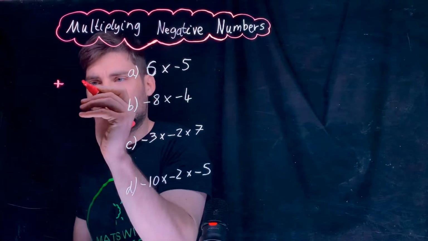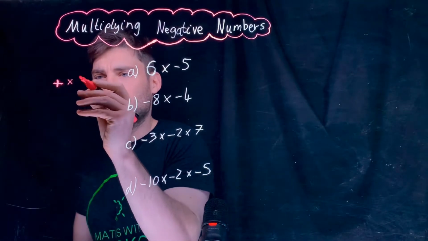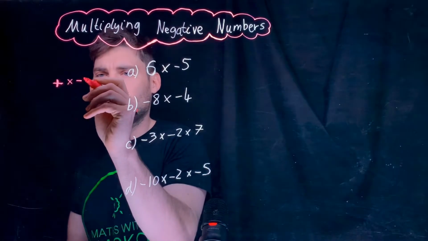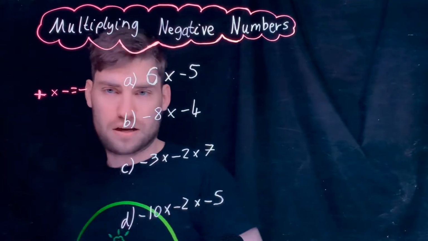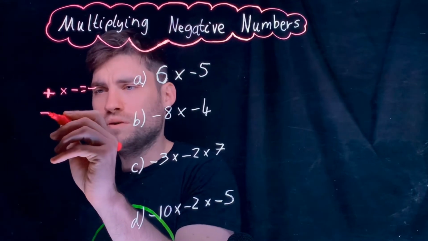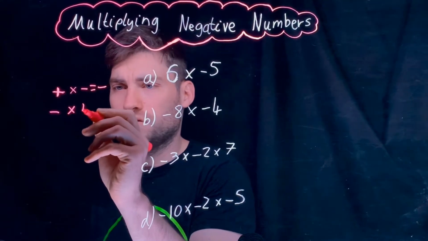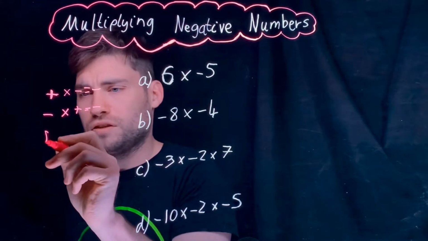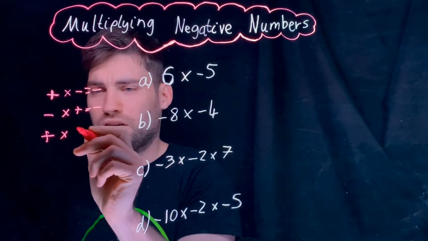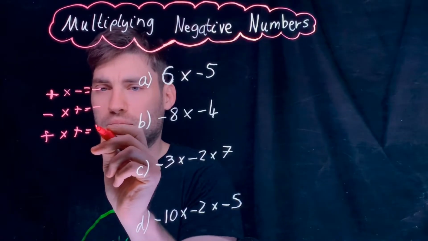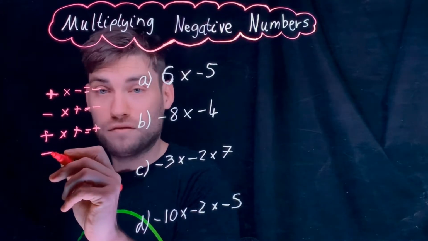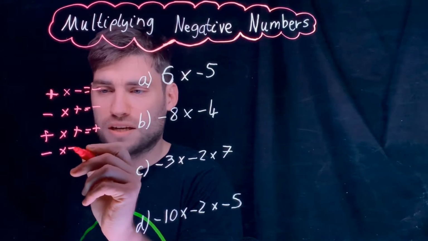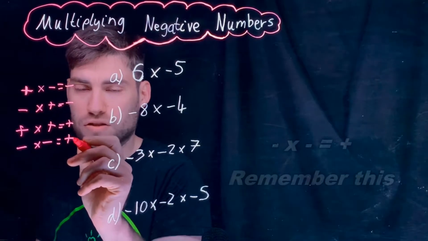When you have a positive number and you multiply that by a negative number, you will get a negative answer, okay? And if you have a negative number and you multiply that by a positive number, you'll get a negative answer. And if you have a positive number, you should know this bit, multiplied by another positive number, you'll get a positive answer. And a negative number multiplied by another negative number equals a positive answer.